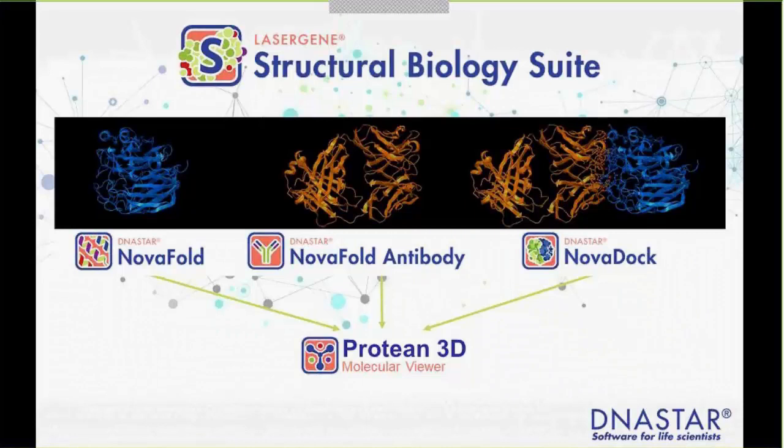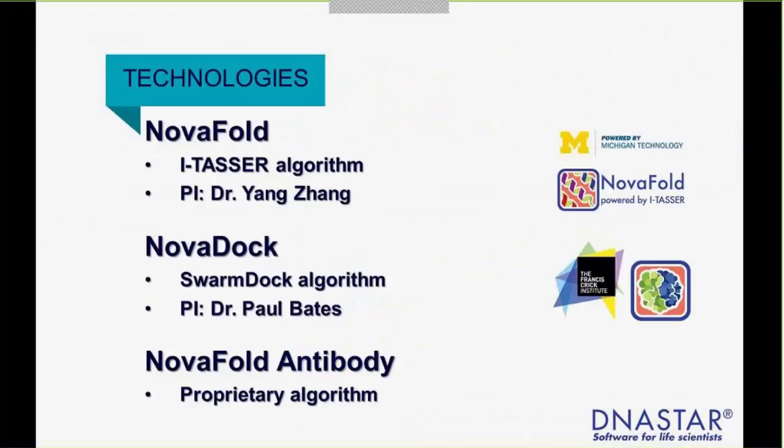are NovaFold for doing structure prediction. It performs best with globular soluble proteins. NovaFold Antibody, a workflow that we've created for predicting how a heavy and a light chain of an antibody interact. And then NovaDock, which is a flexible protein-protein docking tool that explores molecular flexibility during a docking simulation. And again, all 3 of those get fed into Protean 3D.